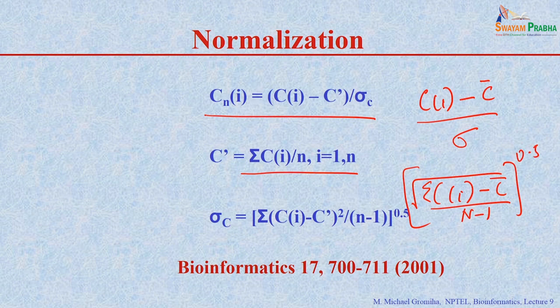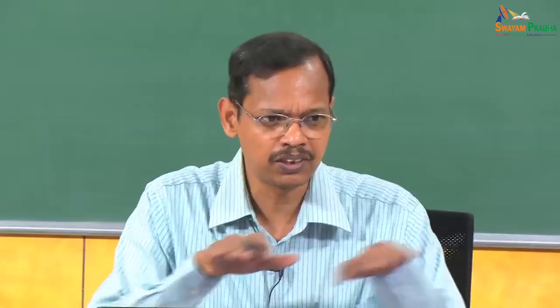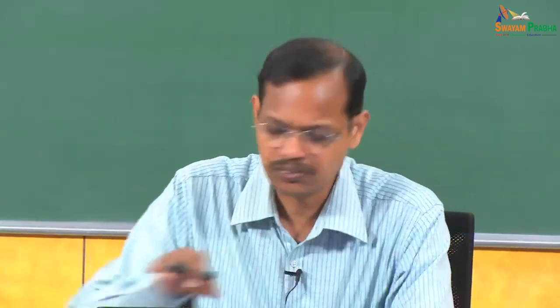and finally take the power of 0.5. This is not the square root; it is the square. So, C of I minus C average, you have to square it, divide by n minus 1 and take the square root, and you will get this deviation. So, we use C of I minus C average divided by sigma, then you will get the normalization. In this case, you will get numbers normalized with respect to 1. So, you get negative or positive values with respect to this 1.